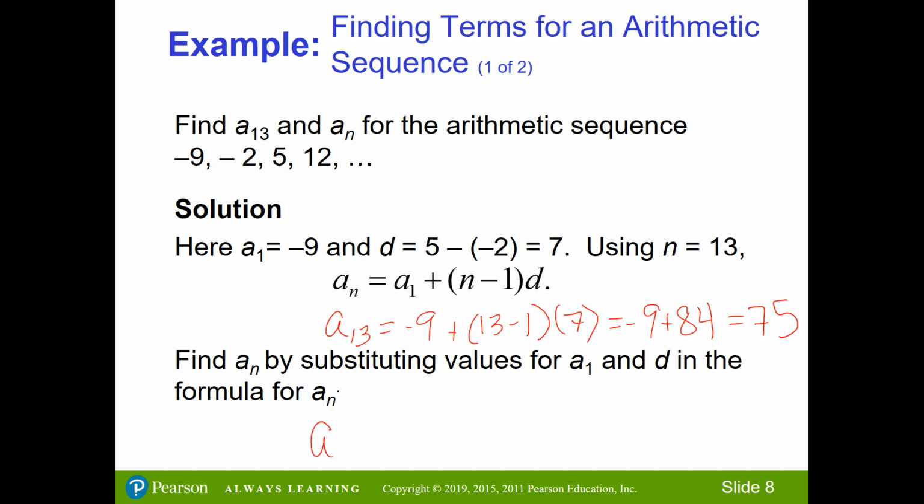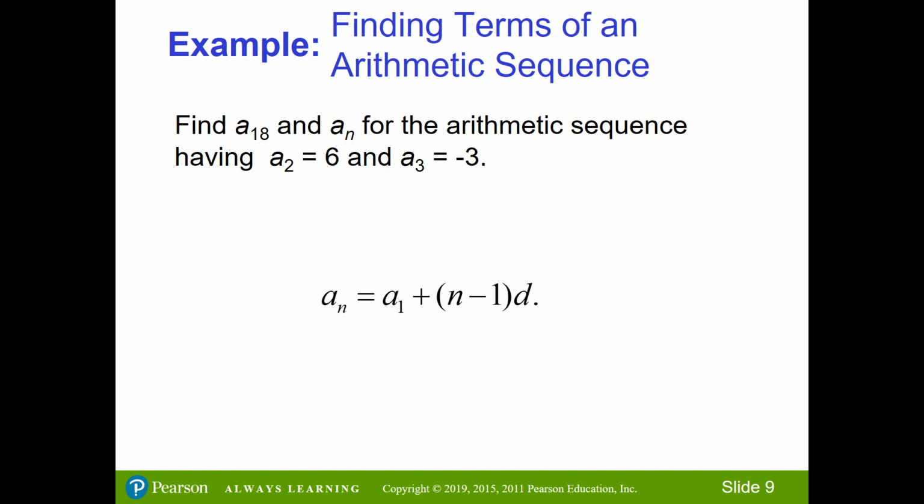Now the general term a sub n, I find just by substituting into this formula. Negative 9 plus n minus 1 times the d value, which is 7. So I'd write negative 9 plus, distribute the 7, 7n minus 7. So I would have 7n minus 16, that's the nth term.